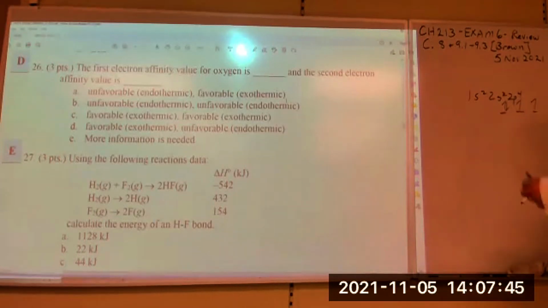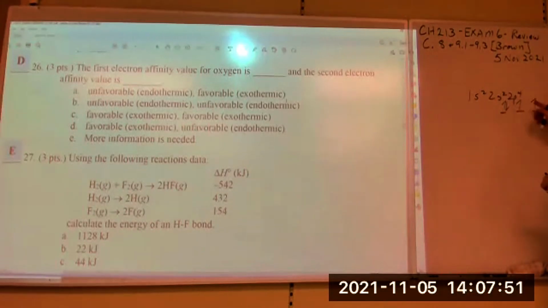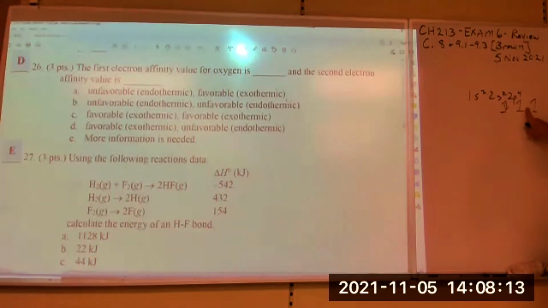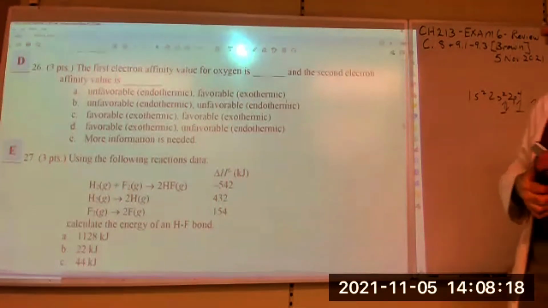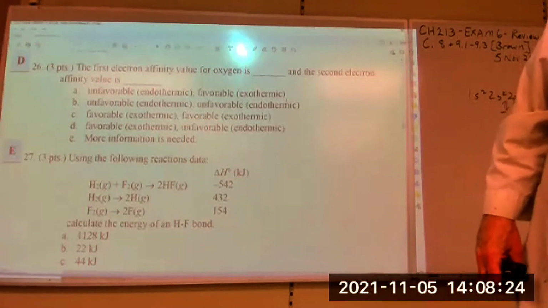Okay. And the electron affinity means we have to stick another electron in there. So the first electron affinity, would it be favorable or unfavorable? Well, it's only got one of these two places to go. Is it unfavorable? Then it's favorable. I don't follow the logic there. Maybe I'm barking up the wrong tree. That's possible.